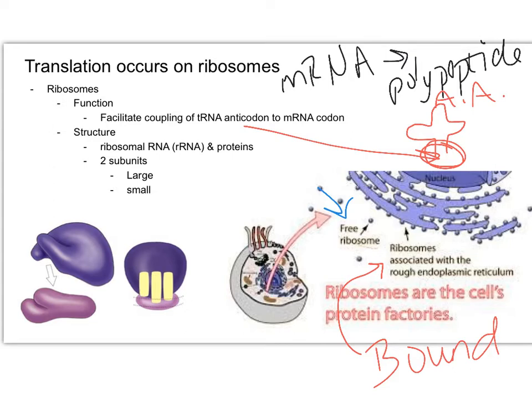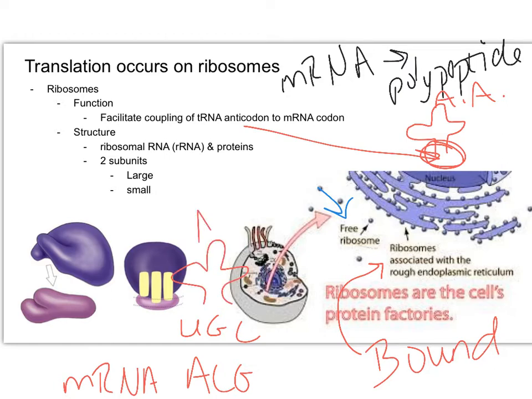For example, let's say our mRNA was ACG. So the anticodon that would be on the tRNA would be UGC. And so we'd have our tRNA there, and it would bring over a particular amino acid. The ribosome's job is to help this anticodon and codon attach to each other so that the amino acid can get dropped off and attached to form the polypeptide or the protein.